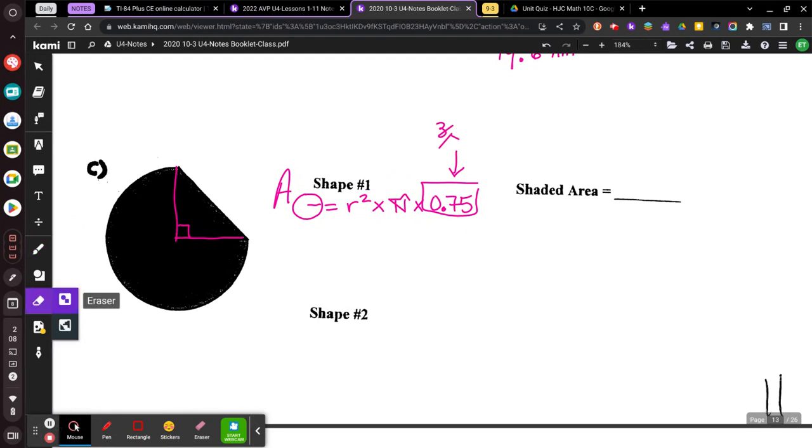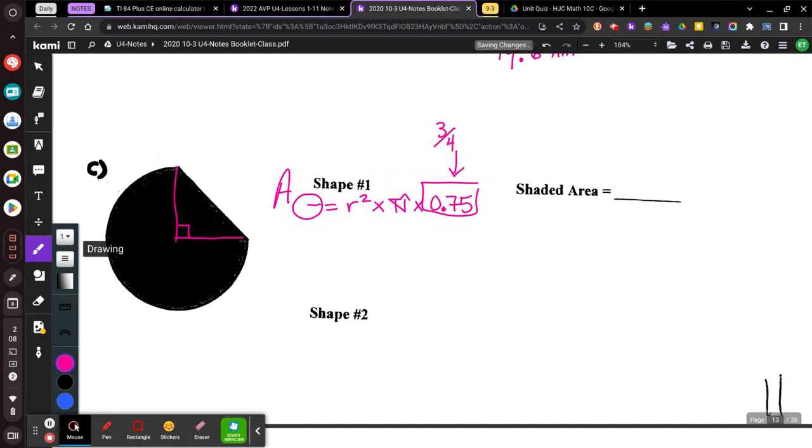Whoa, that's sketching out there. Hang on. This tells me it's 3/4 of a circle. That's what it means. Okay, that 0.75, it's 0.75 of a circle. So my r, you guys can't see it on your picture, but it's 4 centimeters. So it's 4 squared times pi times 0.75. That's a whole bunch in a row. So 4 squared times pi times 0.75.